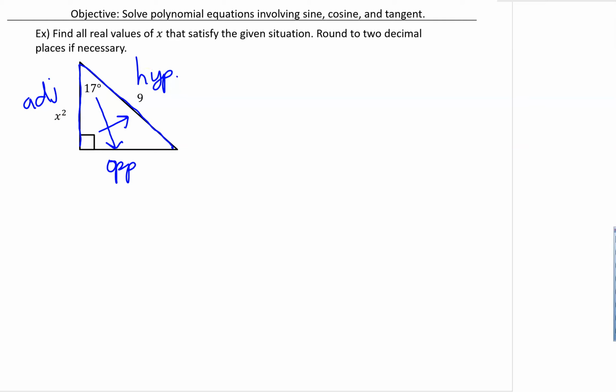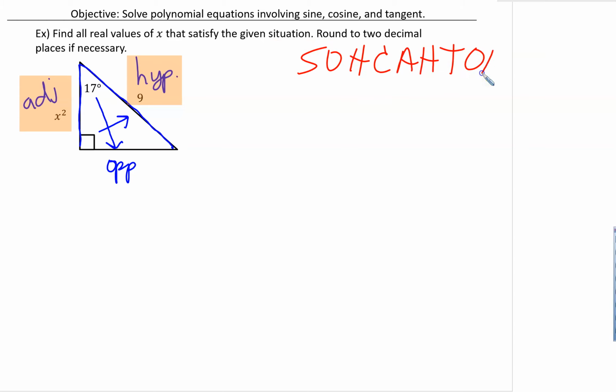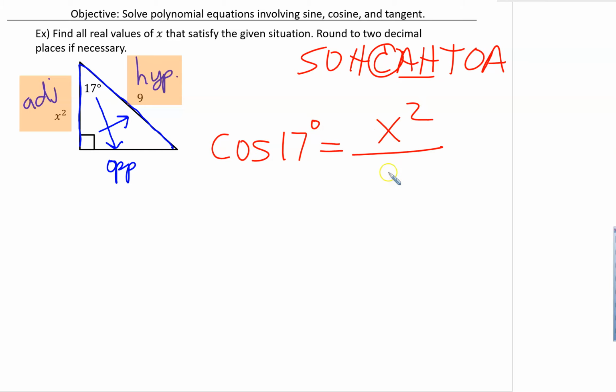So the sides that we care about are the sides that we have information about, which are the hypotenuse and the side adjacent. So we need to know, is that going to create a sine, cosine, or tangent ratio? So again, you can use SOHCAHTOA to help whenever necessary. So we have adjacent and hypotenuse. That's here, so that tells us it is cosine. So our equation is the cosine of 17 degrees equals our side adjacent of x squared over the hypotenuse of 9.